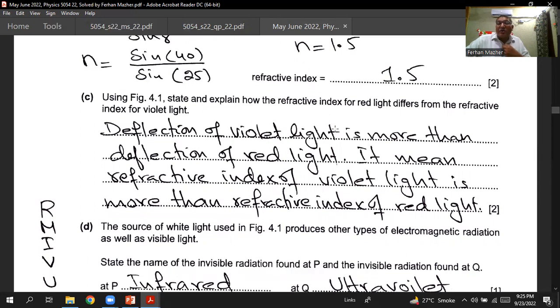You can phrase it properly. I phrased it with respect to the violet color, but you can also write that the refractive index for the red light will be less than the refractive index for the violet light. The reason is because the red has deflected less. Both ways, the answer is right.